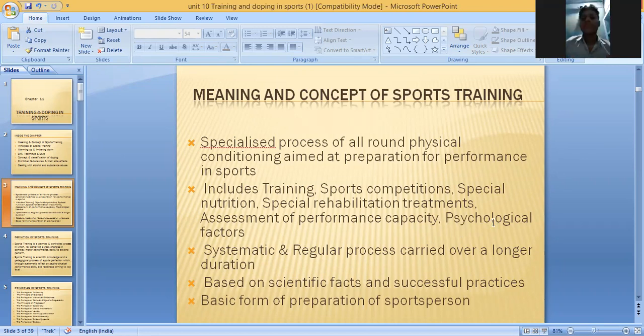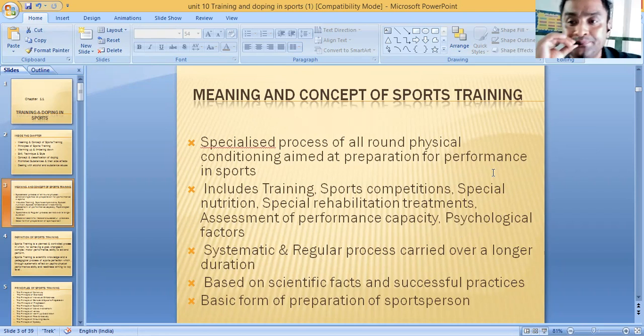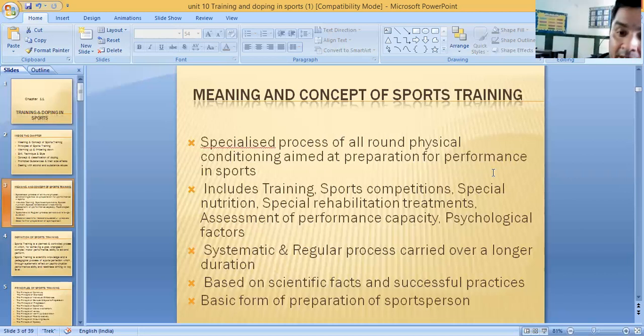Very good. So that means diet, rehabilitation, prevention of sports injuries, nutrition, all psychological, pedagogical things are coming under one roof, and that is called sports training. That's why I said it is a scientific process. It may be a very long process or a very short process, based on scientific facts and successful practices, the basic form of preparation of a sports person.